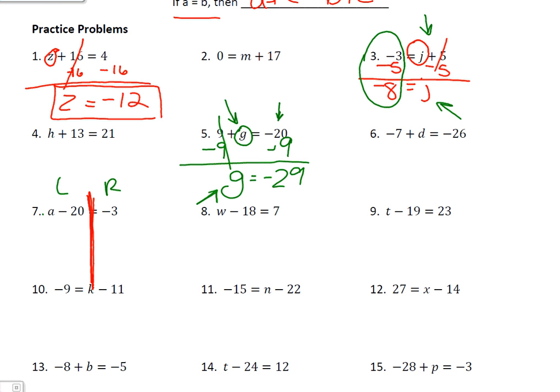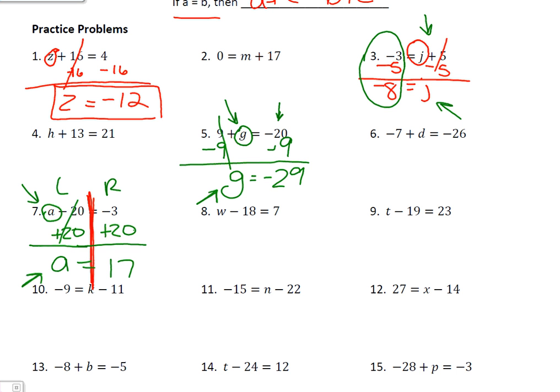So for example, on number 7, what they did to A was they subtracted 20. So the opposite was to add 20. And I know if I added 20 on the left side, I'm going to have to add 20 to the other side. So I have a 20 on both sides of my line. 20's cancel. So I get A equals, again, A is on the left side, so it's staying on the left side. And negative 3 plus 20 is 17.